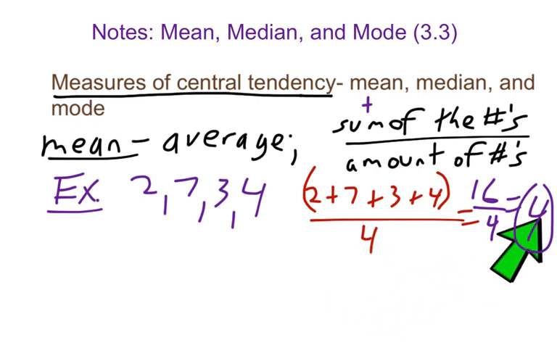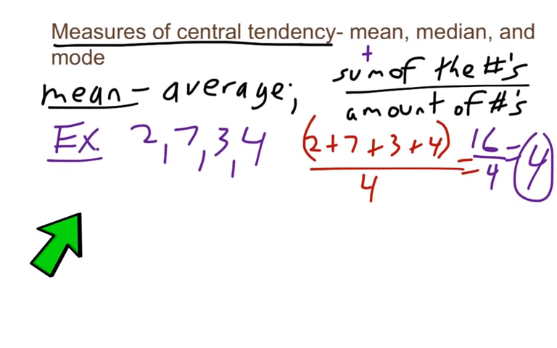And notice you can work backwards. If you know the actual mean, you can multiply it by how many numbers there are to get your total. So we could check it. 4 times 4 would give us 16. All right, so that sums up mean. Let's move on to median.